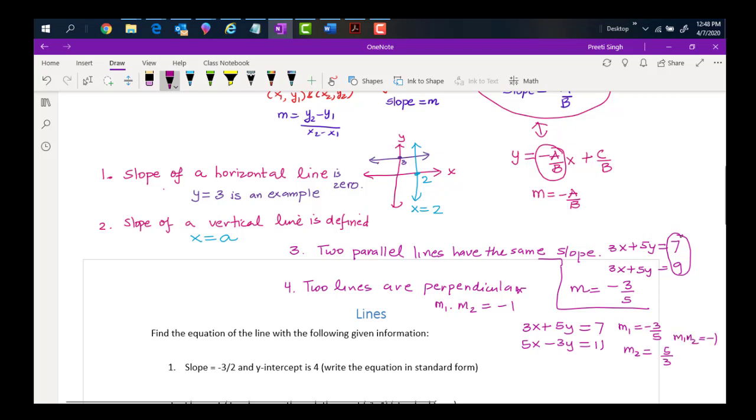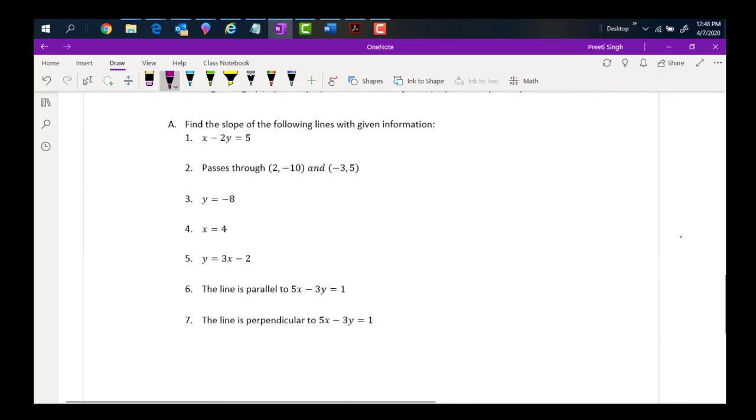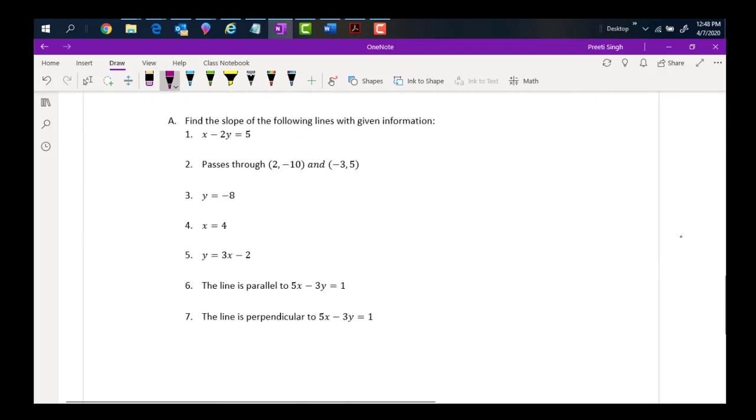So to write two perpendicular lines, you must follow this: if one of them is given, the coefficients interchange, and you change the plus to negative. So that's how you write perpendicular lines. Now let's look at these questions right here. Find the slope of the following lines with the given information.